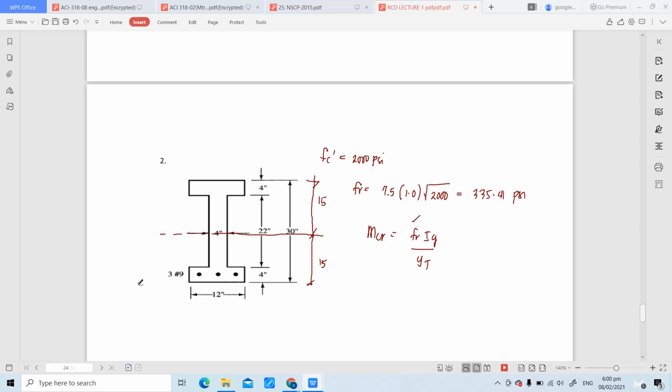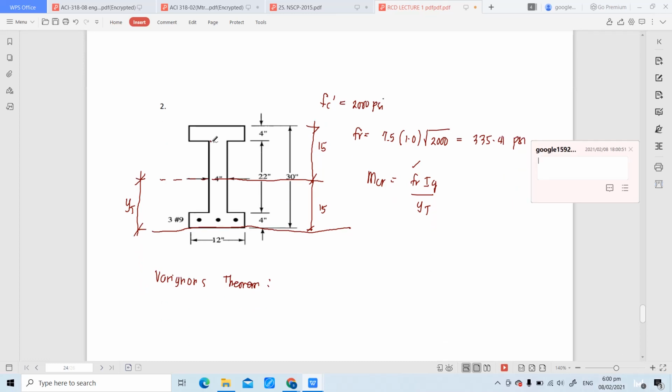Pero kung hindi kayo sigurado, pwede nyo namang isolve. No? Let's solve yung location ng centroid natin with respect sa axis na to, sa tension side. No, let's solve natin yung y sub t. Dapat yung y sub t ay 15. Using Varignon's theorem, or moment of area, with respect kay axis na dumadaan sa extreme tension fiber ng concrete. Okay, so hatiin lang natin. Hatiin natin dyan. Hatiin natin dito. No? So this is A1. This is A2. This is A3. Tama? And, so that will be, compute muna natin yung A1.